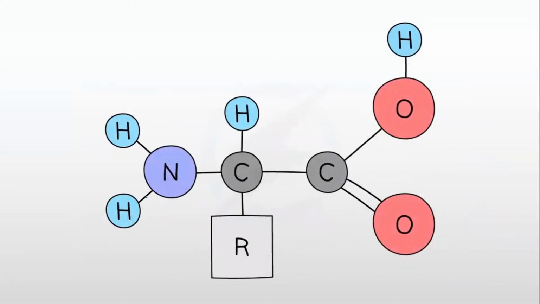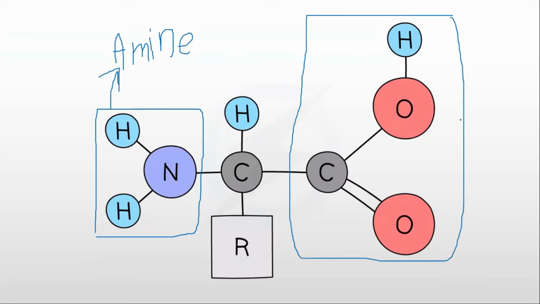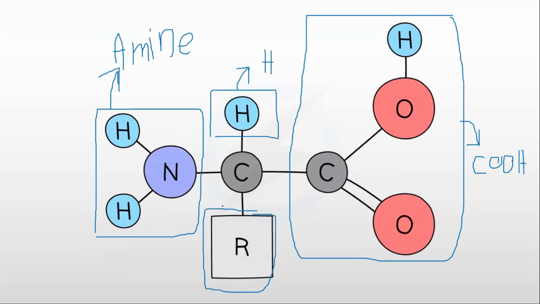This is the structure of an amino acid. On one side, we have a group जिसको हम कहते हैं amine group. What do we call it? Amine. And on one side we have another group, इसको हम कहते हैं COOH group. कौन सा group है ये? COOH group. On one side of the carbon we have hydrogen, and on one side of the carbon we have the variable group. तो कार्बन के 4 बॉन्ड यहाँ पे बन रहे हैं, 1 2 3 4.